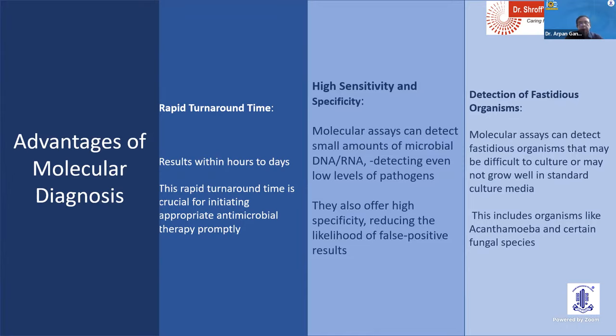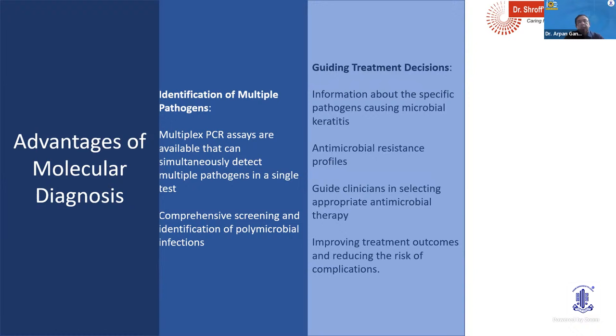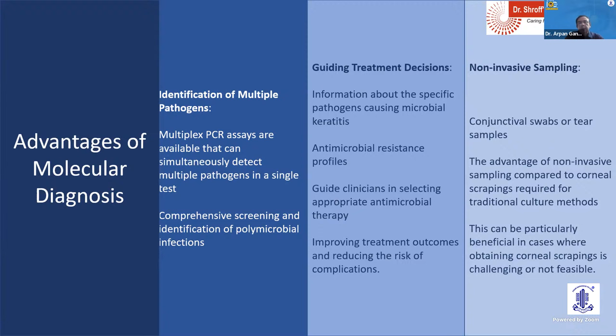Also, the multiplex, as I spoke of earlier, can detect multiple pathogens in a single test, allowing comprehensive screening and identification of polymicrobial infections. It definitely is going to guide treatment decisions. It's the way forward for specific pathogens and for antimicrobial resistance, guiding clinicians in selecting the appropriate antimicrobial therapy, improving treatment outcomes, and of course, reducing the risk of complications and improving patient compliance. It's non-invasive, tear samples and swabs can be used, and it has an advantage over the more invasive corneal scraping method.